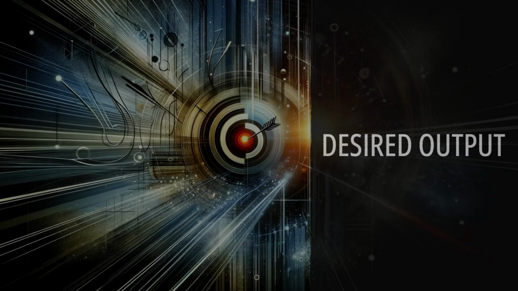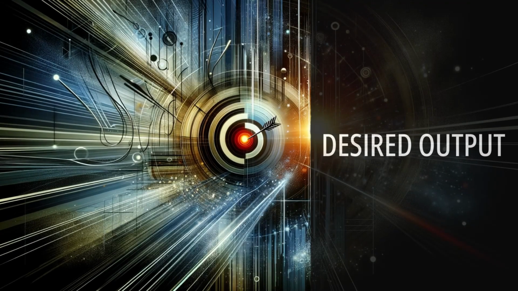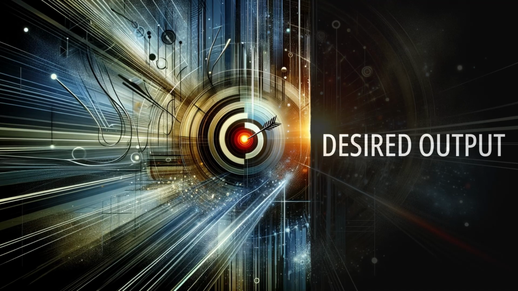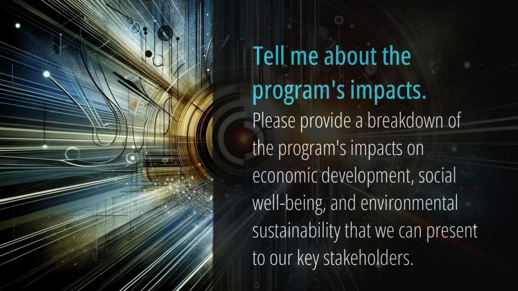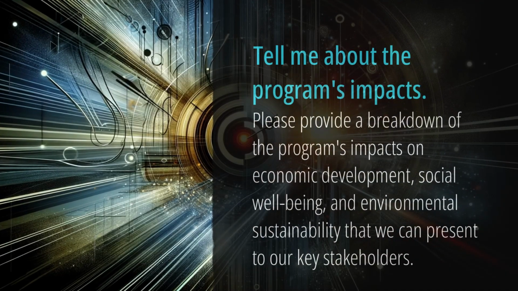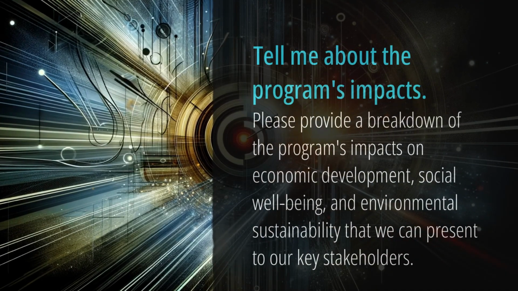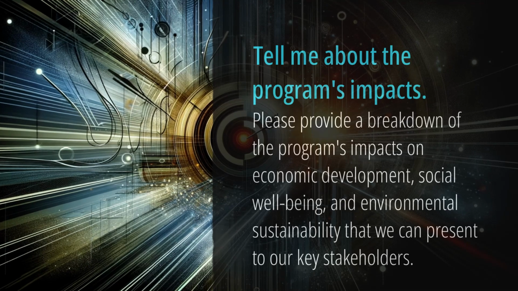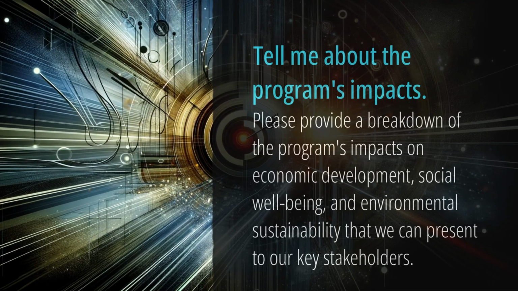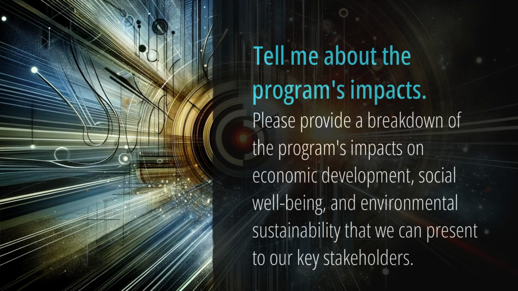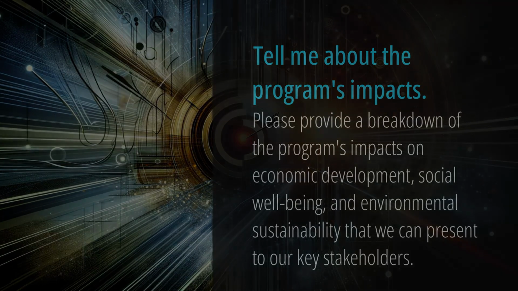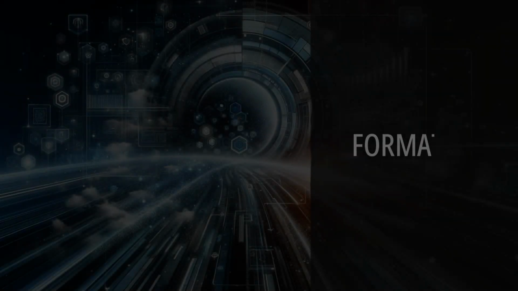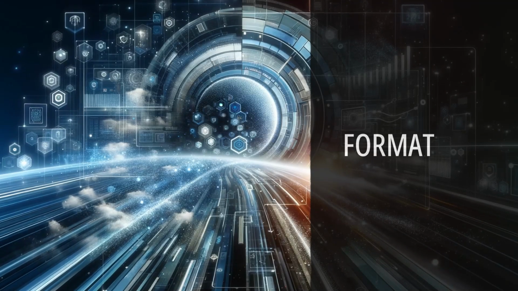Moving on to the fourth element, specifying the desired output. Telling Chat-GPT what you expect streamlines the response you receive. For example, instead of asking, "Tell me about the program's impacts," a prompt specifying desired output could be, "Please provide a breakdown of the program's impacts on economic development, social well-being, and environmental sustainability that we can present to our key stakeholders."